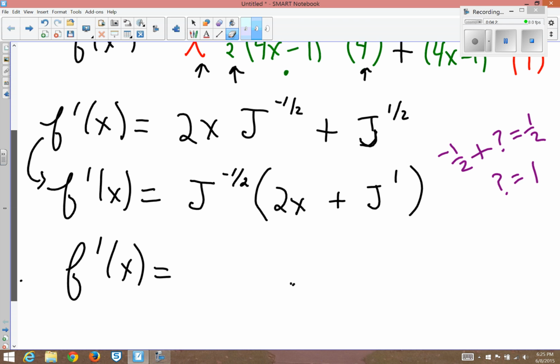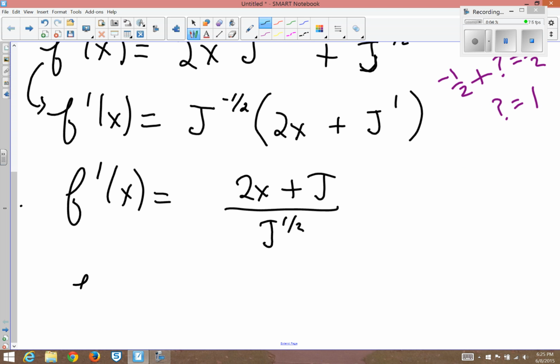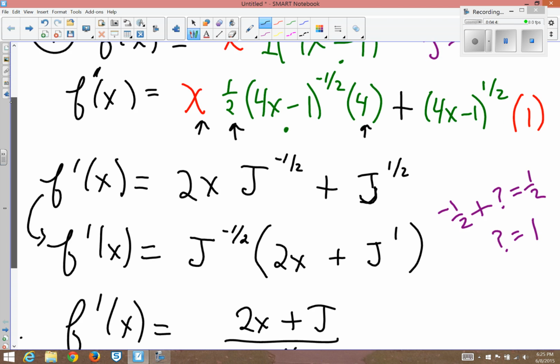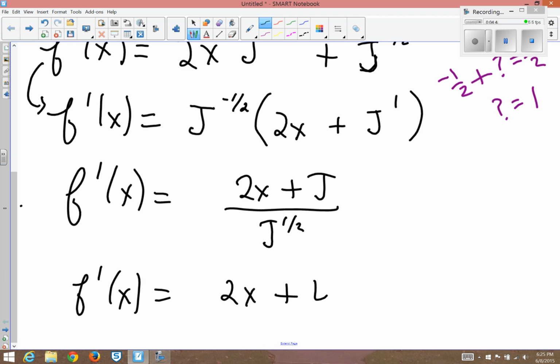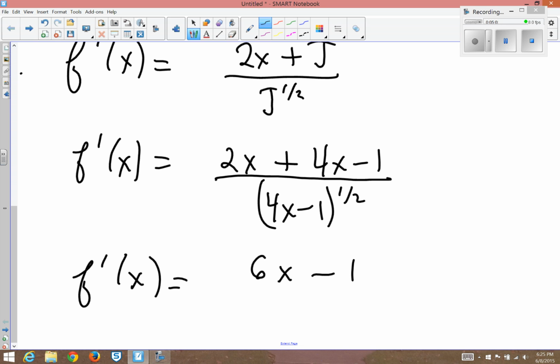So we have 2x plus j to the first power. And we're going to take this j to the negative 1/2, put it in the denominator, make it j to the positive 1/2. Now the exponent is not negative anymore. So f prime of x equals 2x plus j, where j is actually 4x minus 1, over 4x minus 1 to the 1/2. Final answer, f prime of x equals 6x minus 1 over the square root of 4x minus 1.